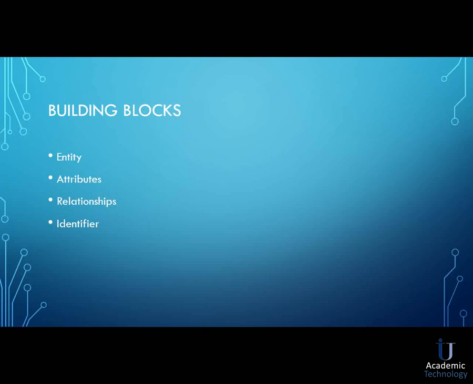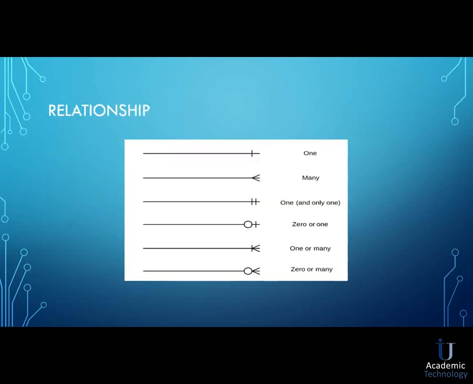Building blocks. Talked about this for the data model. We have 4 of them. What does each one do? What's the purpose of them? What do they look like? The relationship symbols. If you were presented with one of these 6 here, I would expect you to be able to tell me what each one means. So if I showed you the one and only one symbol, you'd be able to tell me that that's what it was.